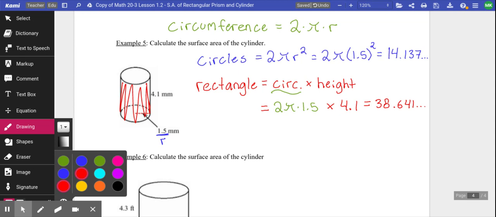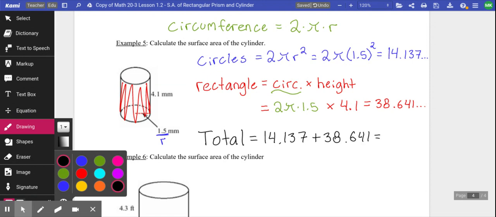If I want to do my total, I add those parts together. So I do my circles, 14.137, plus my label, 38.641. You should use all those decimals that we had. And we are going to round to be 52.8 millimeters squared.